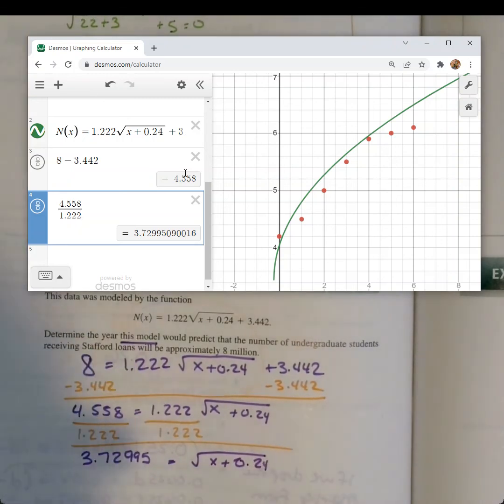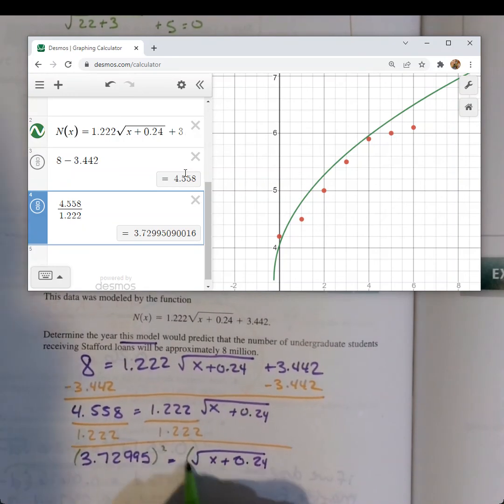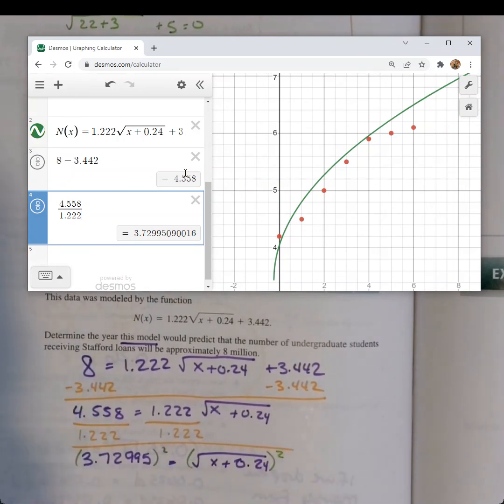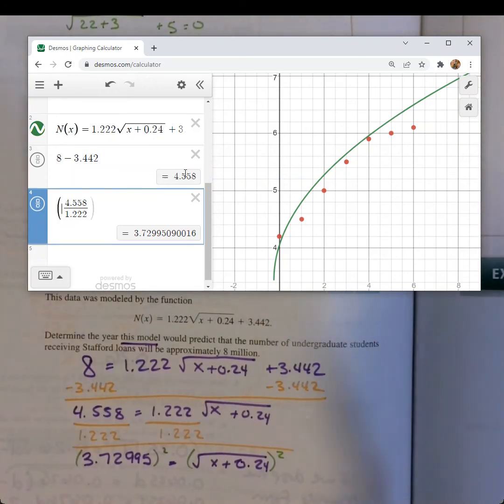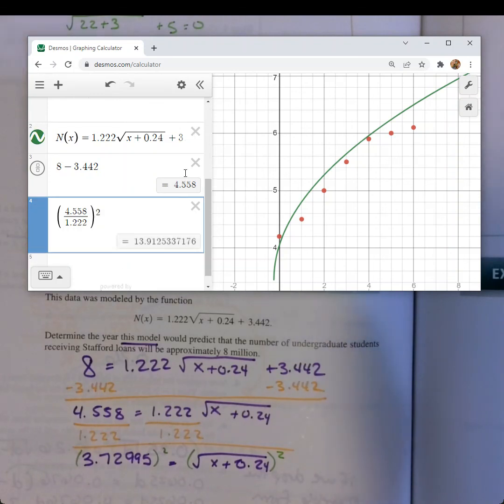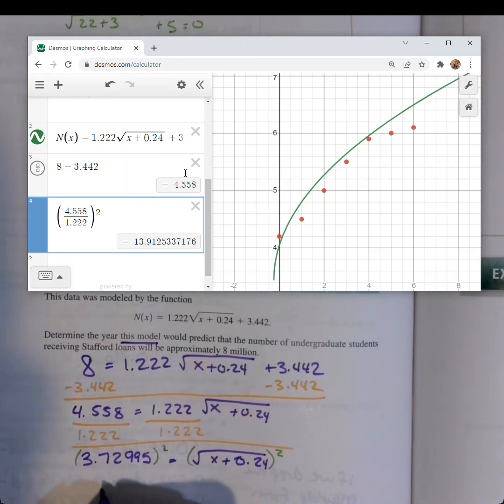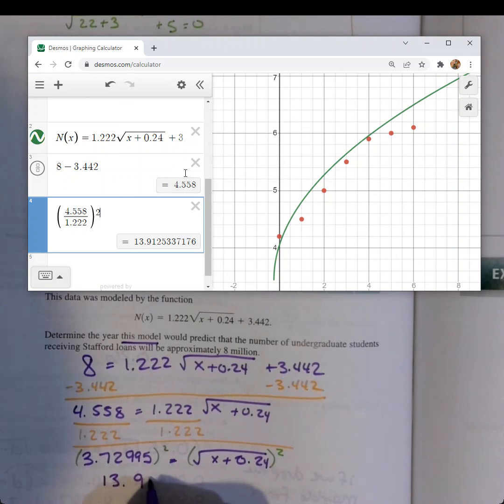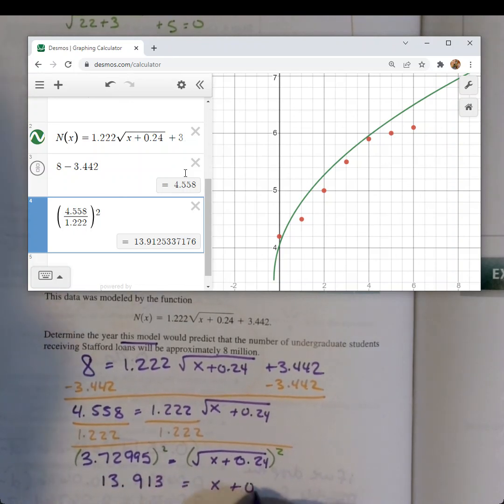All right, now we're ready for the step where we are trying to get rid of the square root, so we square both sides. So I'm just going to drop in some parentheses here so that I can square this and then not have to retype everything. Sounds good to me. So I get 13.913 equals x plus 0.24.